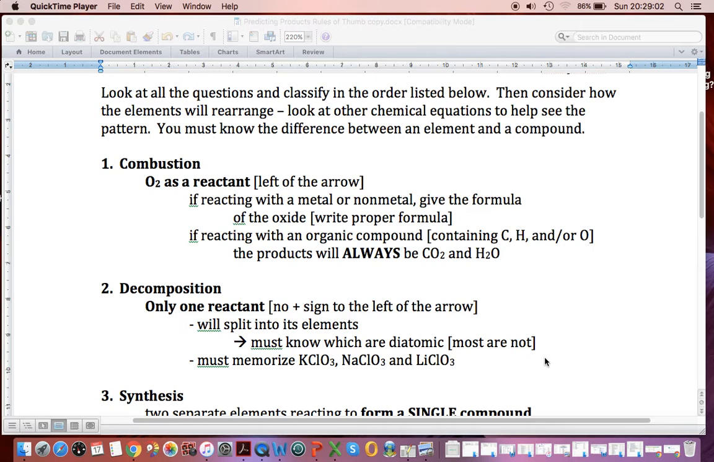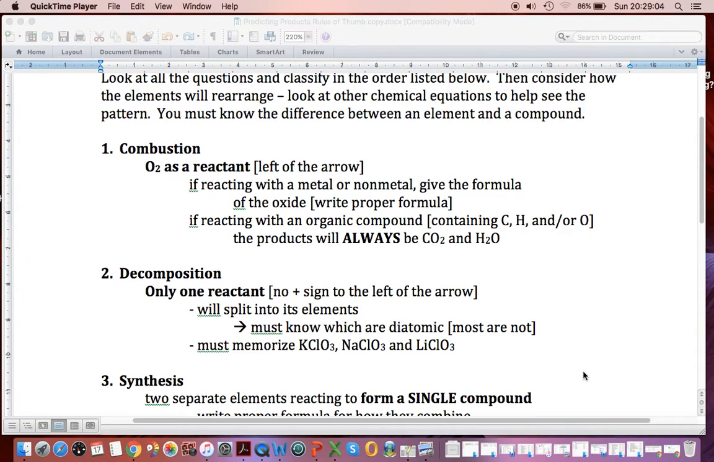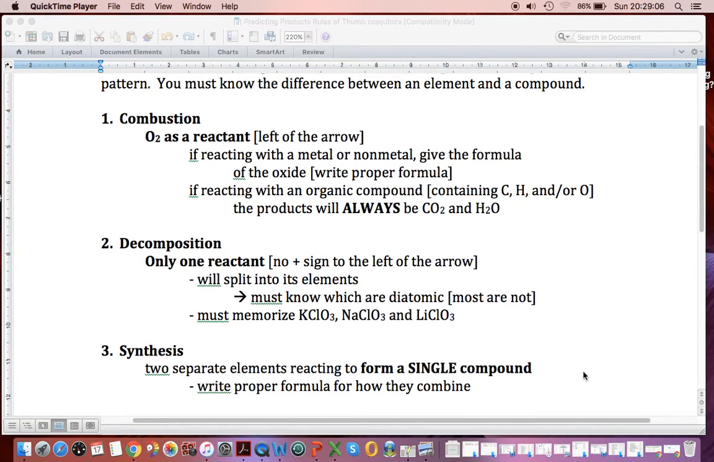Now after decomposition, it gets tougher. But we've got rid of those types, so we're now down to synthesis. What you're looking for is an element plus an element. So no compounds in this game.